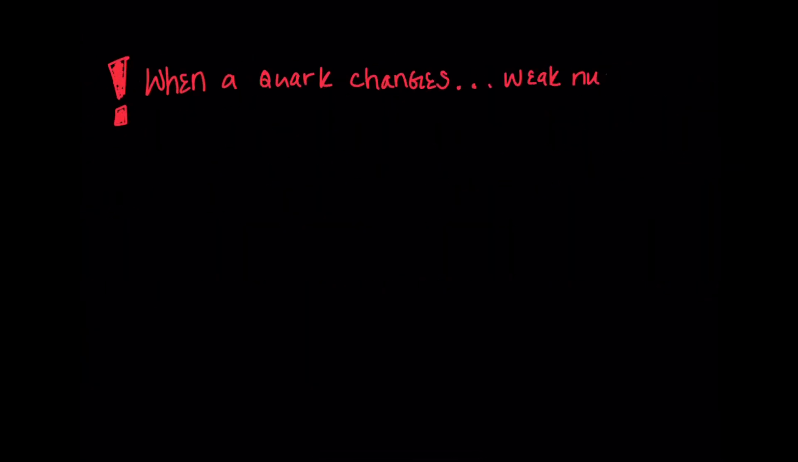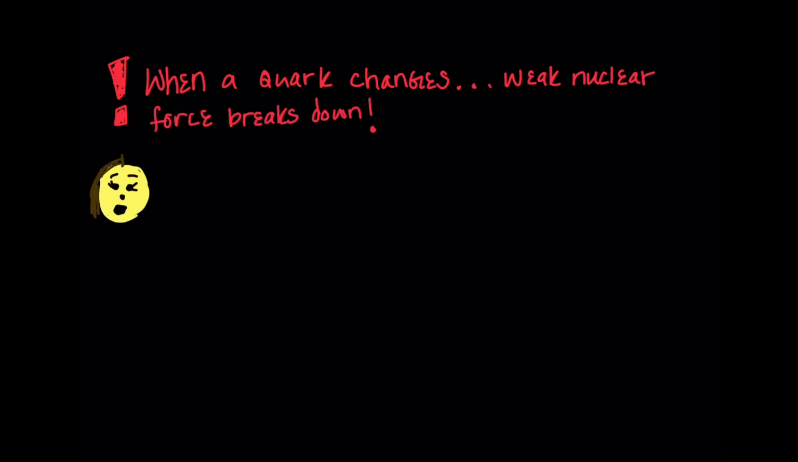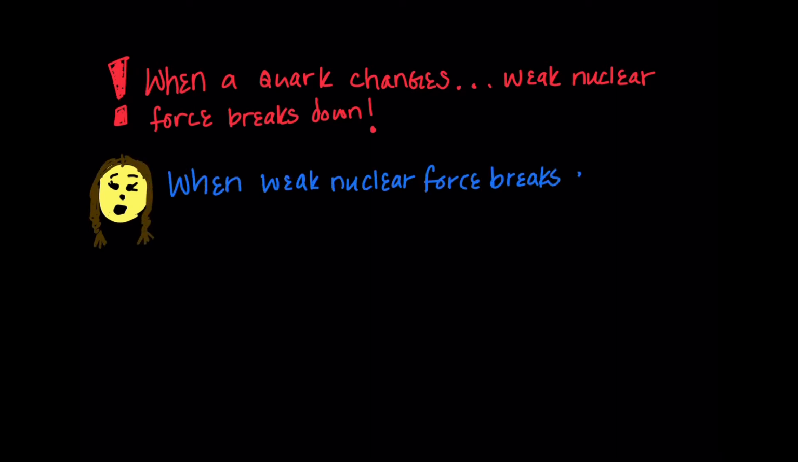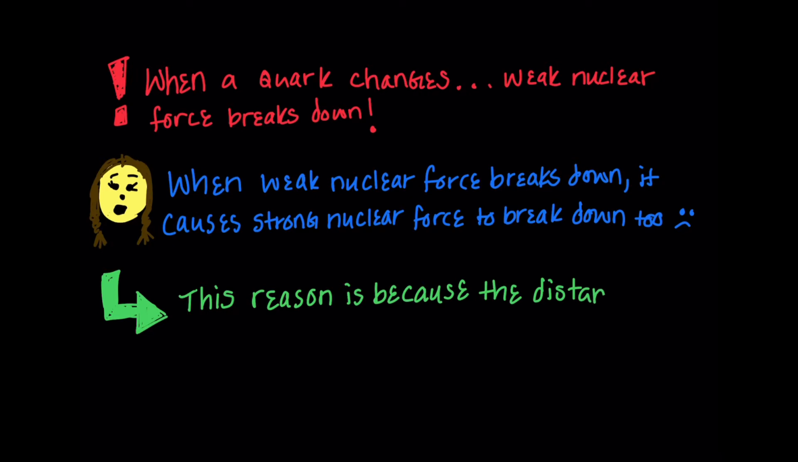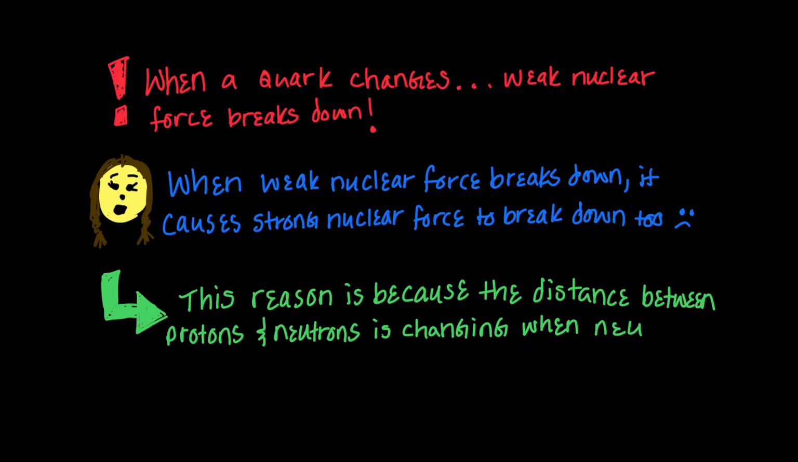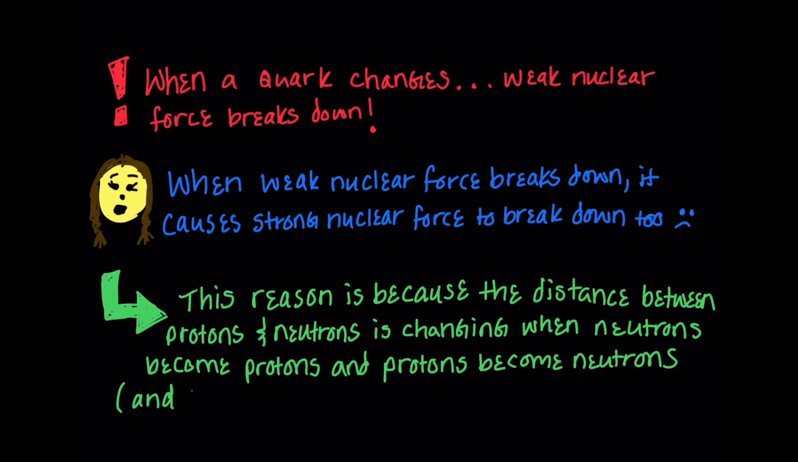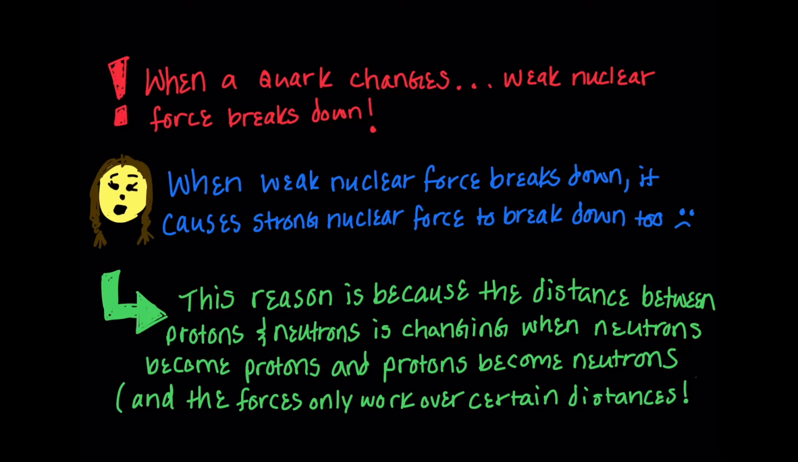So when a quark changes, the weak nuclear force breaks down because it becomes unbalanced. What? And when weak nuclear force breaks down, it also causes strong nuclear force to break down too. And the reason why is because of distance. When the protons and neutrons change their identity, the distance changes between them too. So if they're too close together or they're too far apart, the strong nuclear force will break down.